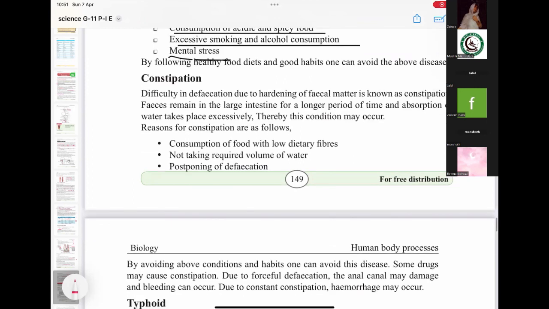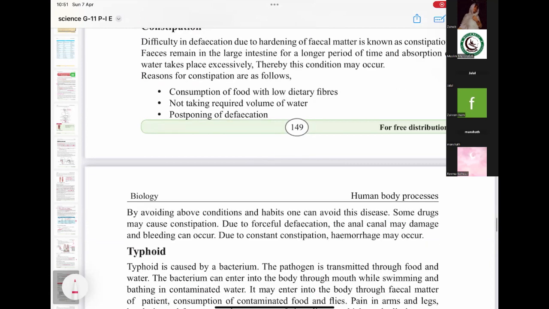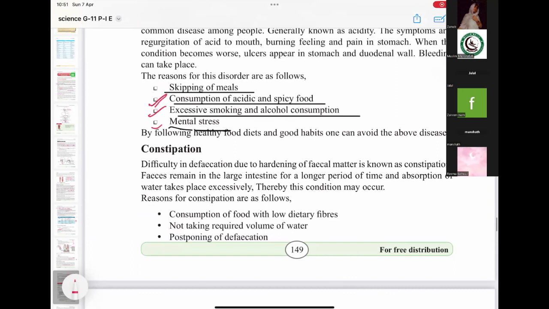So it is because you're not drinking enough water, or defecating at the correct time, or always postponing, or you're getting low dietary fibers. So you have to eat vegetables, those green things. So how can you avoid them? You can avoid them by avoiding these reasons.